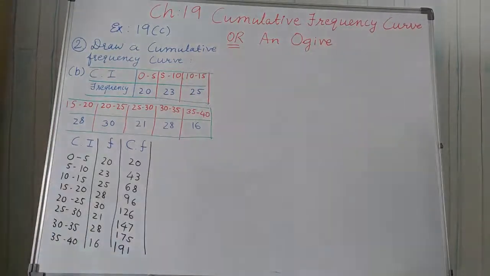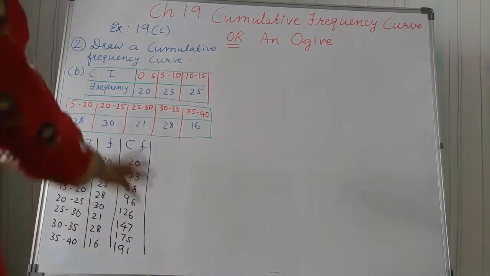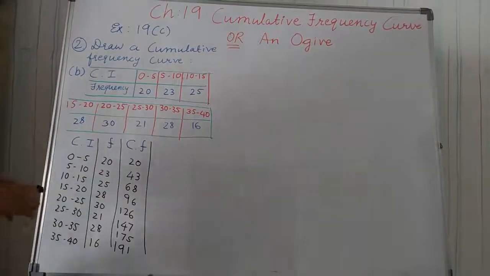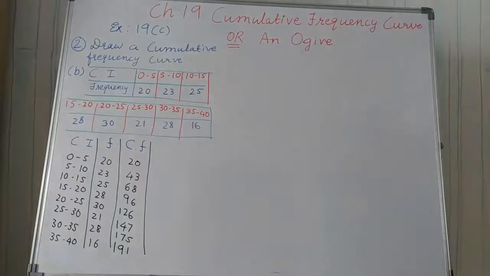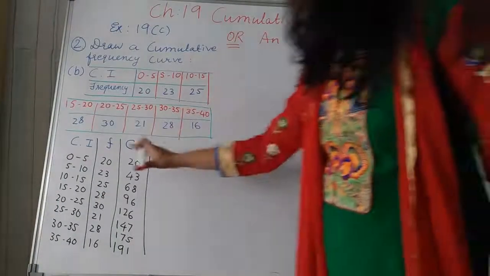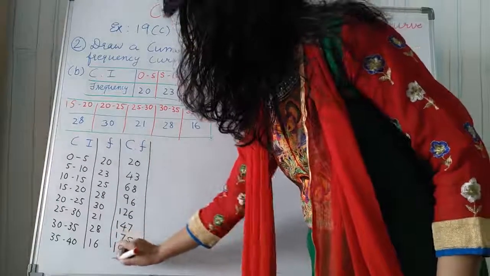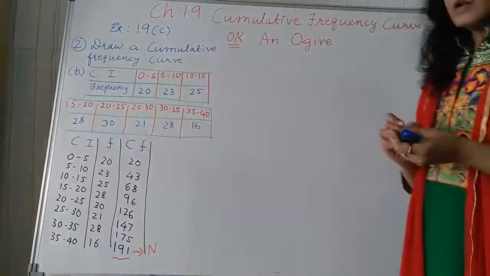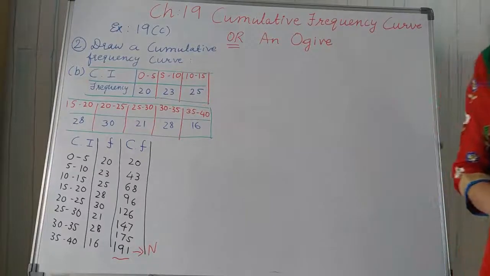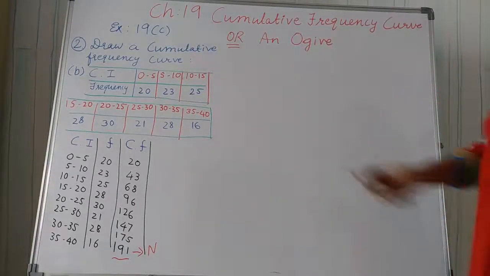191. Let us check again whether we have written all the frequencies correctly or not. Now here we have drawn our table. So the last value here is the total of all the frequencies. So this 191, we denote it as n value. Now students, we can draw our graph.